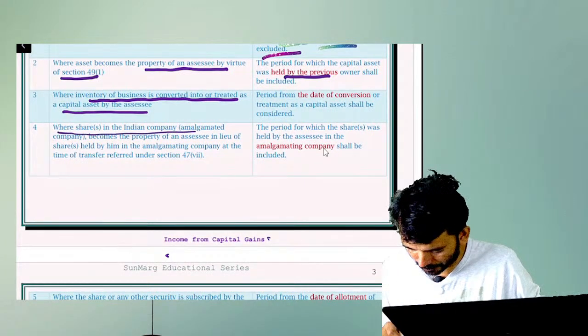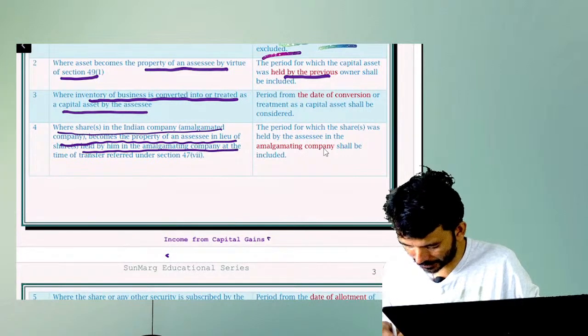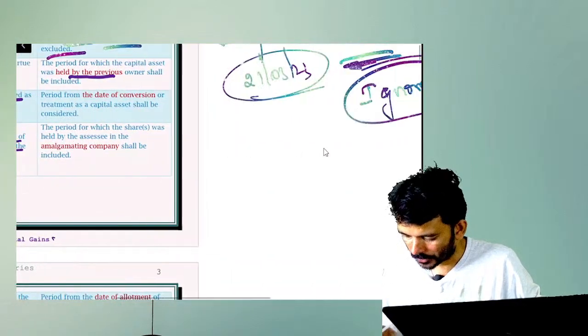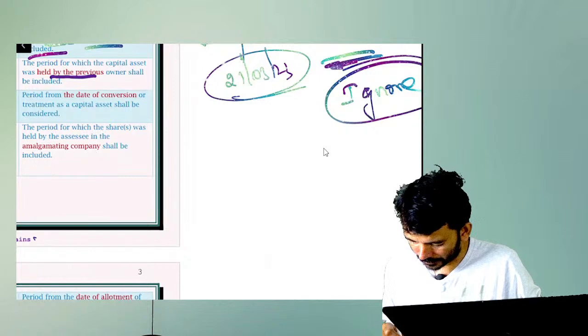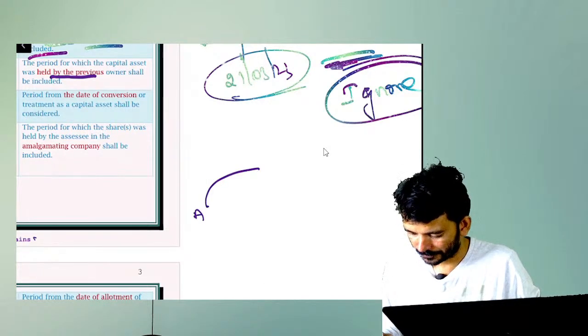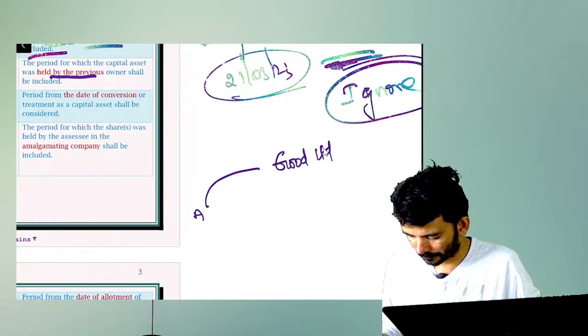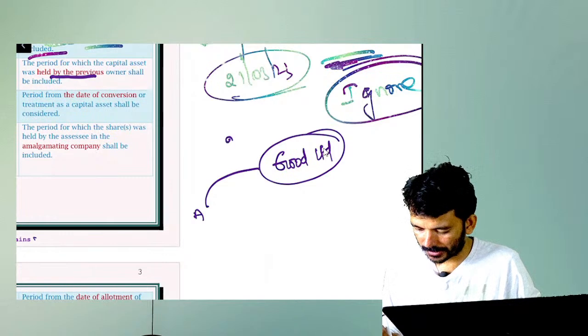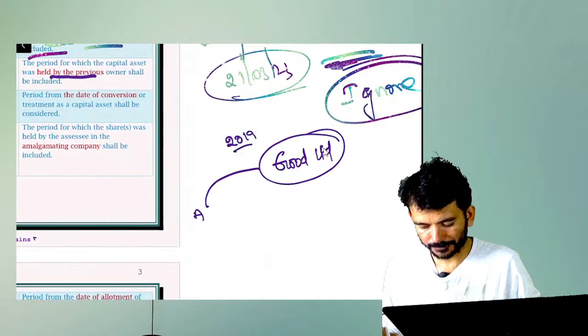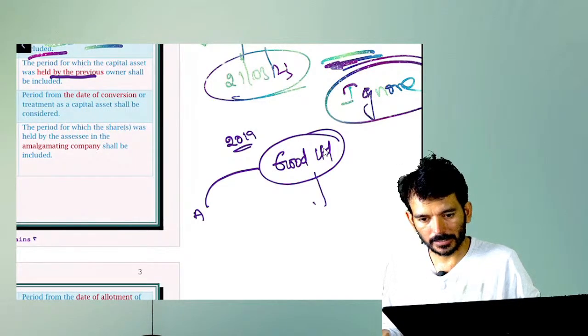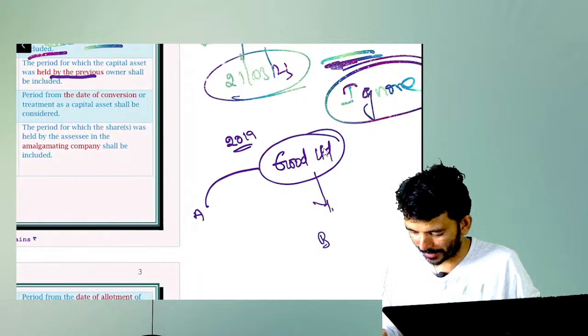Where shares in an Indian company, the amalgamated company, become the property of an assessee in lieu of shares held by him in the amalgamating company at the time of transfer, okay? So what do you mean by that? You are investing in a company, Good Limited, okay? You bought shares in 2019. Now Good Limited is getting amalgamated with Bad Limited.